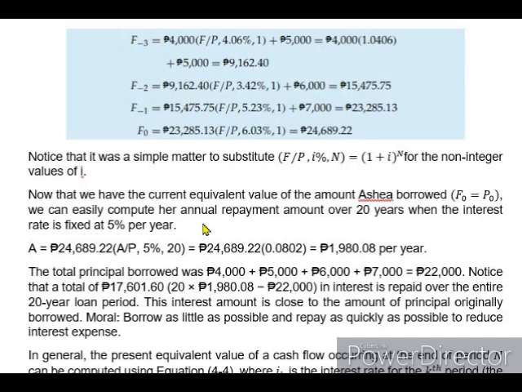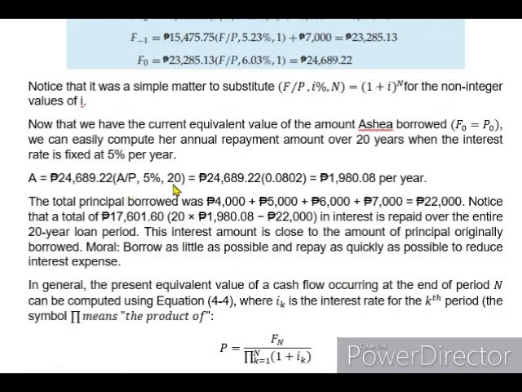So, gagamitin lang natin guys yung formula ng finding A given P kasi nakuha na natin yung P sub 0. So, sa P sub 0 yan, yun yung magiging P dito para mahanap natin yung A. Okay? So, tingnan nyo lang ito sa appendix kasi 20 years, di ba? Tas 5%. So, ang lumabas ay 1,980.08 pesos per year. Yun yung magiging annual payment niya.